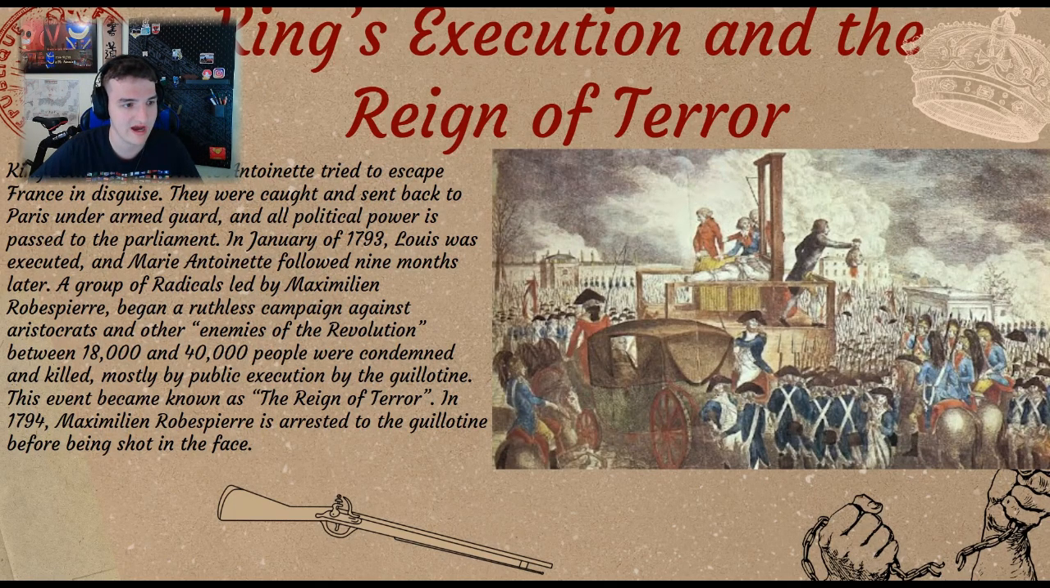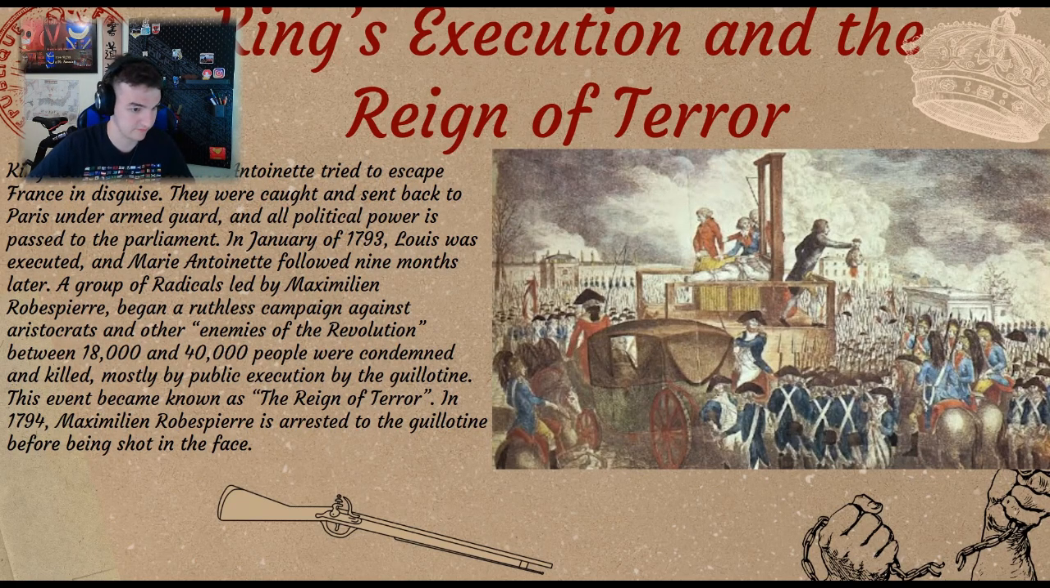That all political power is based in the Parliament. In January of 1793, King Louis was executed, followed by Marie Antoinette nine months later, and a group of radicals led by Maximilien Robespierre began ruthless campaigns against aristocrats and other people known as enemies of the revolution. Between 18,000 and 40,000 people were condemned and killed, mostly by public execution by the guillotine. This is also known as the Reign of Terror.